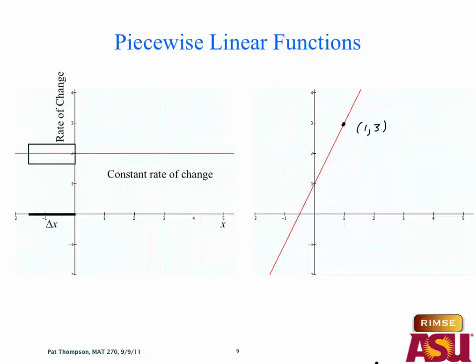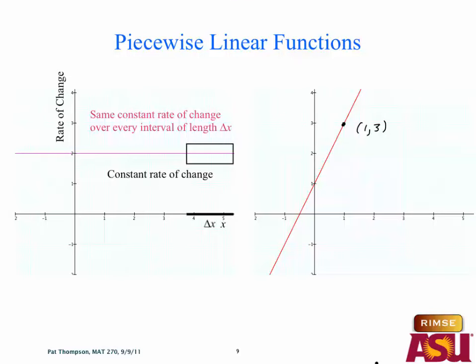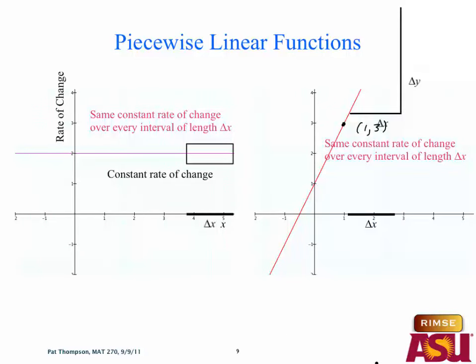So for any change in x, your rate of change is 2. Over every interval of length delta x, the rate of change is constant at 2. Same thing here. The change in y is always 2 times the change in x for every delta x. Okay, so those are two different ways to show a constant rate of 2: the quantity graph and the rate of change graph. Okay, any questions about that?